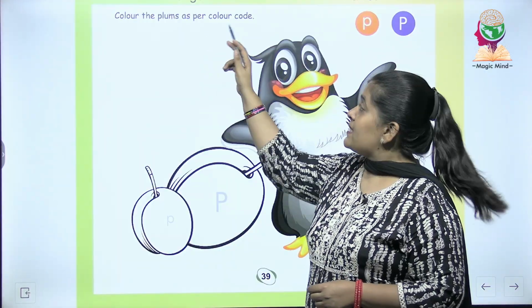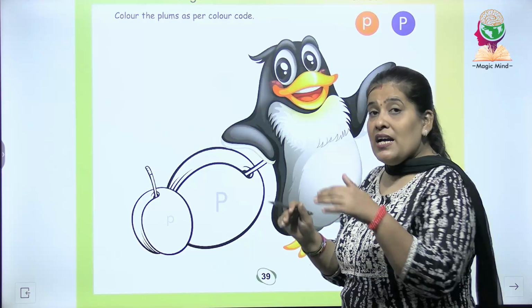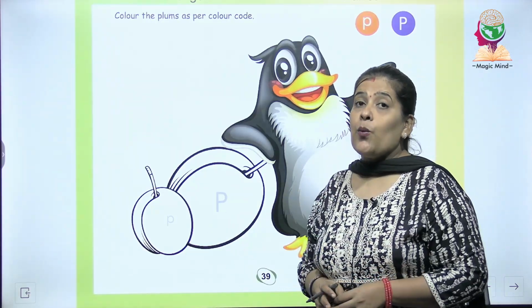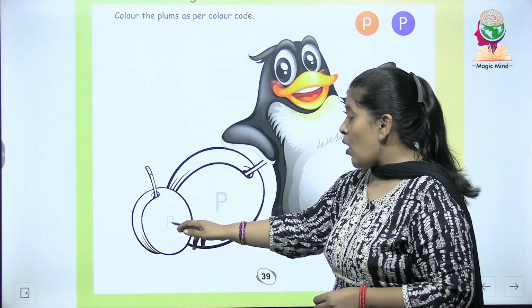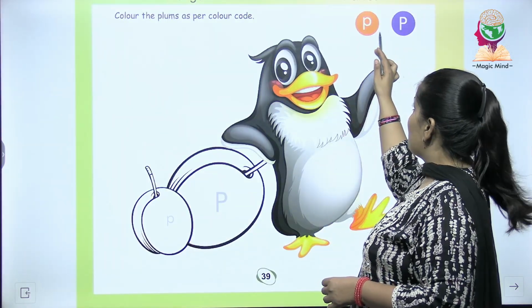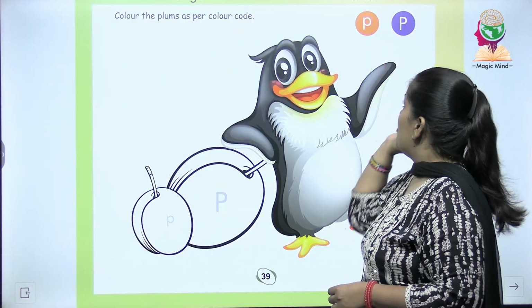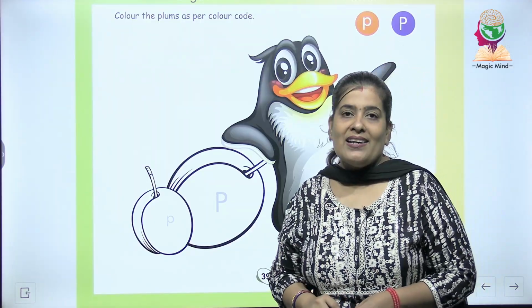Color the plums as per color code. Now you have to color the plums as per the given color code. For small letter P, you have to use orange color. For capital letter P, you have to use purple color.